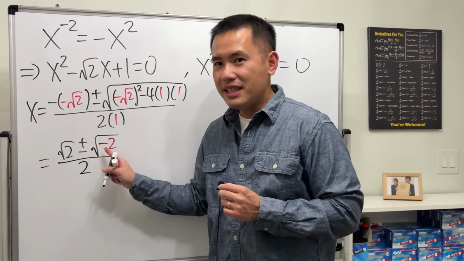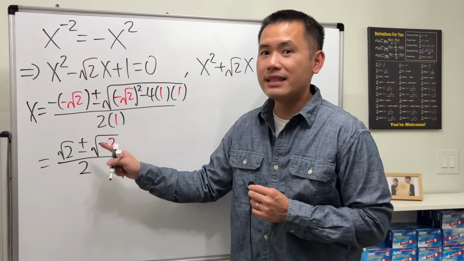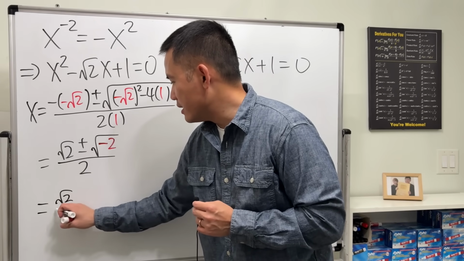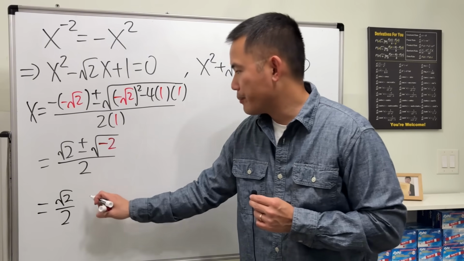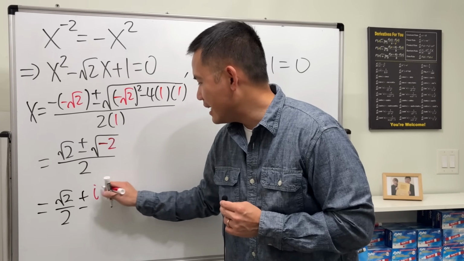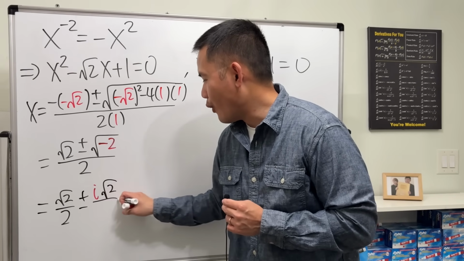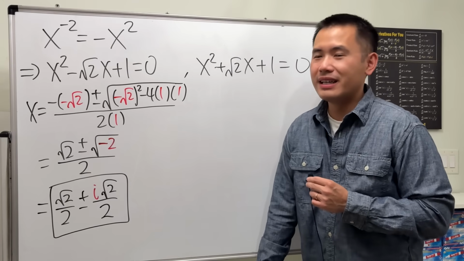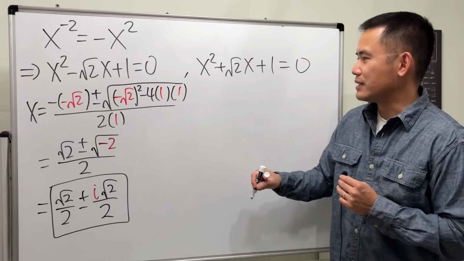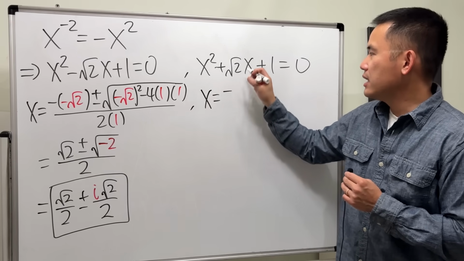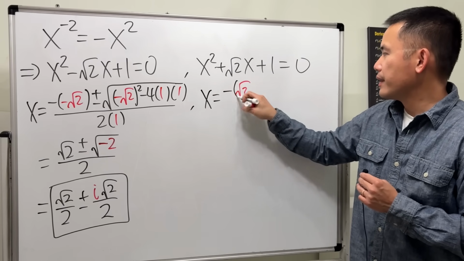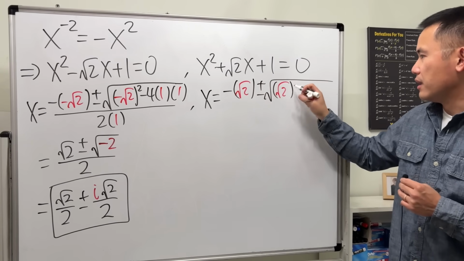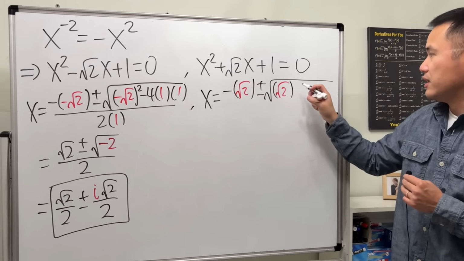Now, we have a negative in this square root, so we can bring that out as an i. So this right here gives us square root of 2 over 2 plus or minus i times square root of 2 over 2. So we have these two answers from the first equation. As for the second equation, let's do the same thing. x will be negative b, which is just square root of 2, and then plus or minus square root of b squared. It's really just going to be the same thing, except the first part will be negative now.